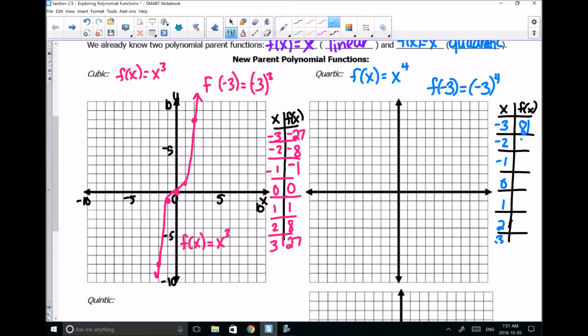-2 raised to the power of 4 is 16. -1 raised to the power of 4 is 1. 0 raised to the power of 4 is 0. 1 raised to the power of 4 is 1, 2 raised to the power of 4 is 16, and 3 raised to the power of 4 is 81.